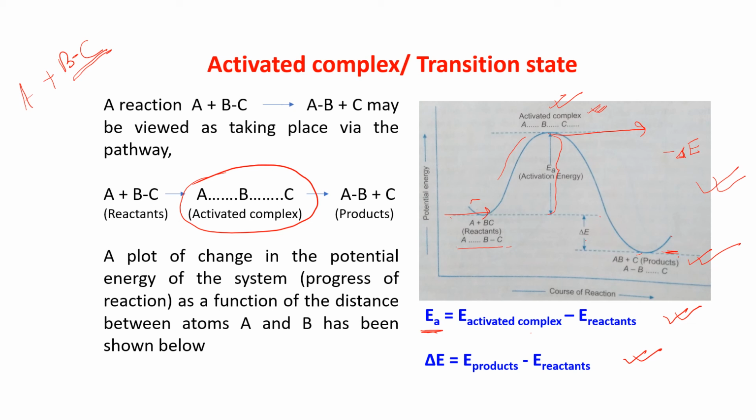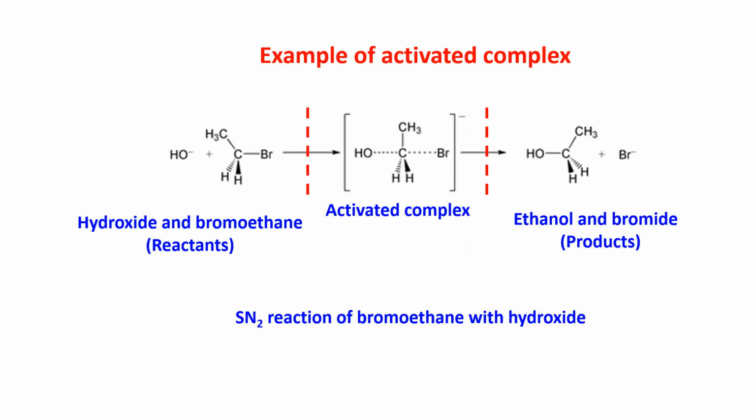This is known as the activated complex. This is one example of an activated complex. You are familiar with this example. This is an SN2 reaction of bromoethane with hydroxide, which you have read in standard 11. See that the hydroxyl ion is attacking bromoethane from the rear side, from the back side, so it forms a structure like this. This is known as the activated complex.